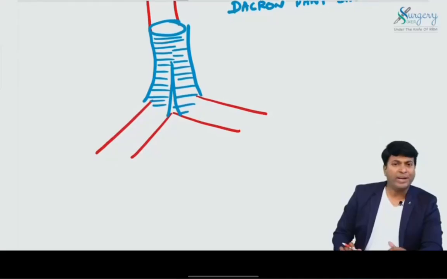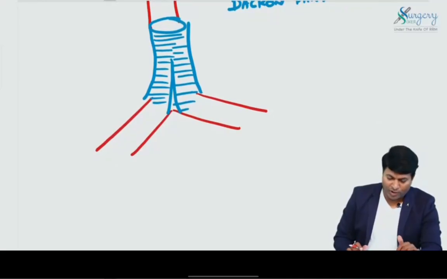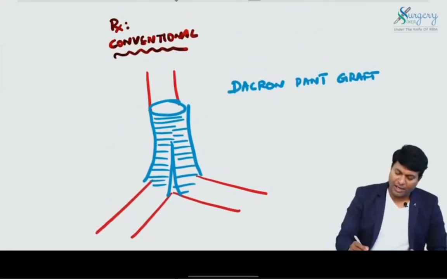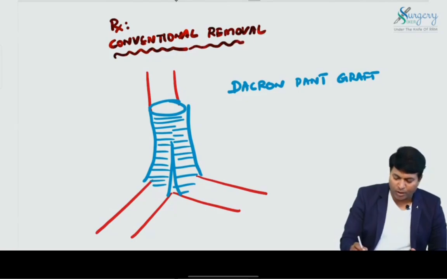But today, there is no need for this much of a major operation. This type of major operation is not at all needed now. So what are we doing now? We are doing an endovascular procedure. So the conventional removal of aneurysm is not done nowadays. Resection of aneurysm is not done nowadays.